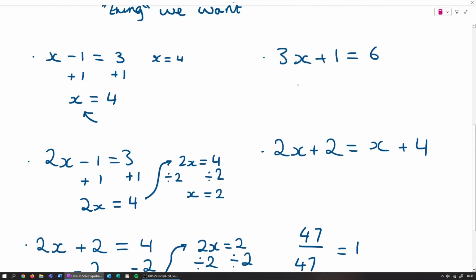So let's go up here. 3x plus 1 is equal to 6. So again, let's cancel out the plus 1 by taking away 1 on both sides to get 3x is equal to 6 minus 1, which is 5.